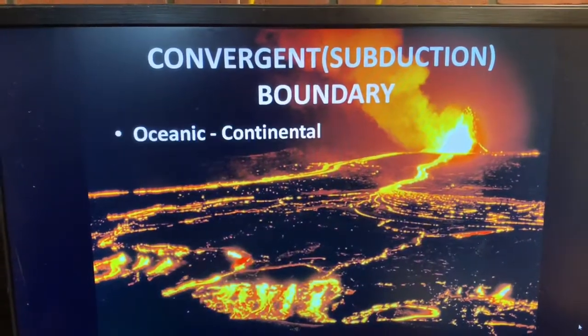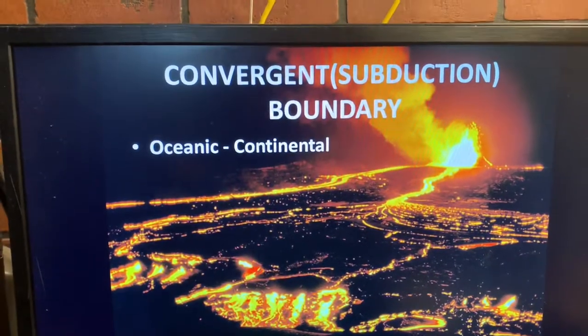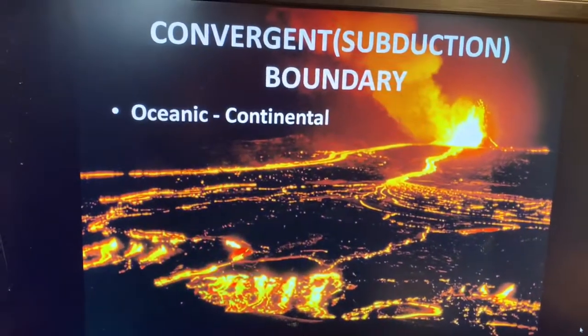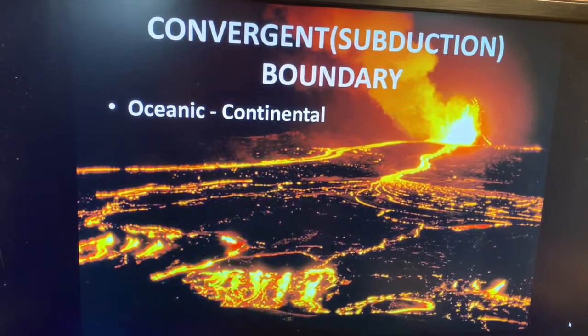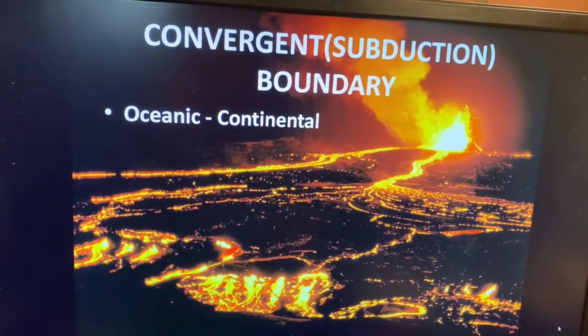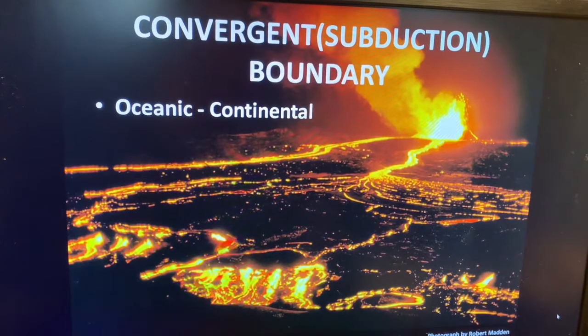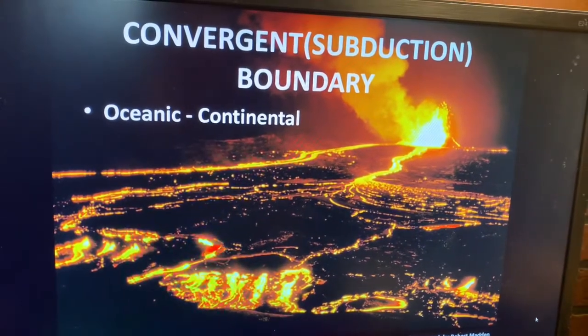Okay, the first type is oceanic versus continental. So what are we talking about? Remember, we talked about the different types of crust. We said oceanic crust tends to be made out of basalt. Okay, it tends to have a higher density. Whereas continental crust tends to be made out of granite and tends to have a lighter density.